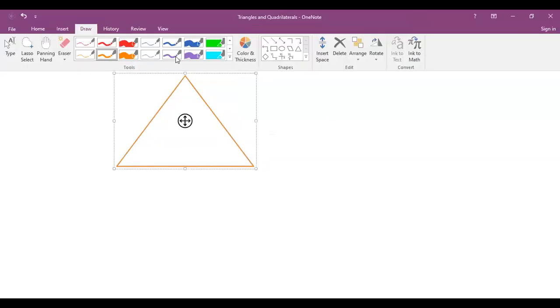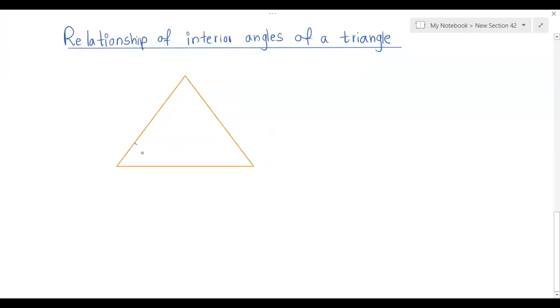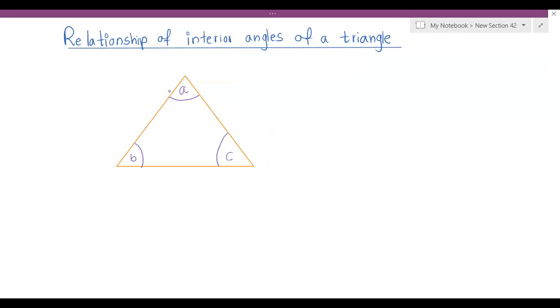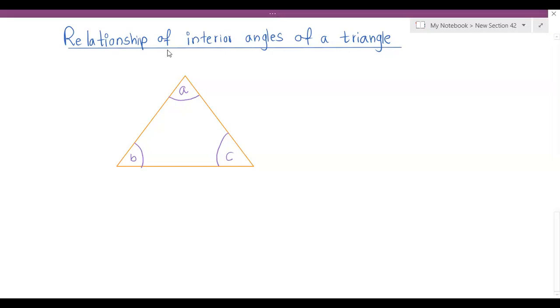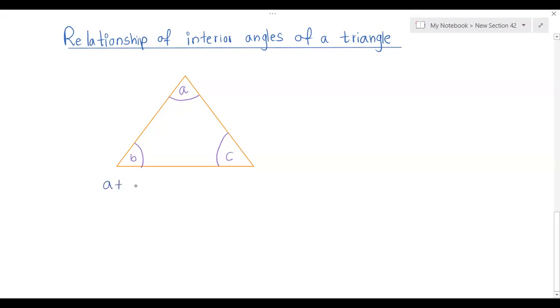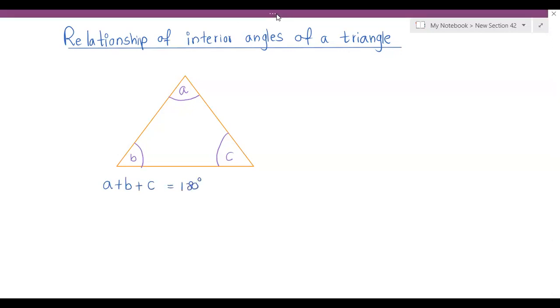When we consider a triangle, when straight line segments meet or the sides intersect each other, then angles form. These formed angles are called the interior angles of a triangle. If we denote the values of these angles by simple letters, we can write the relationship like this: A add B add C is equal to 180.